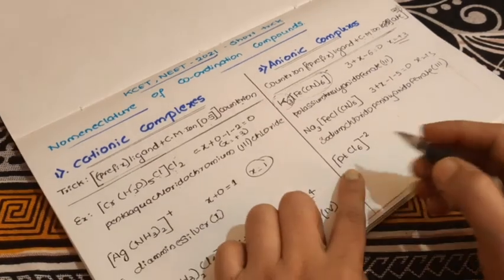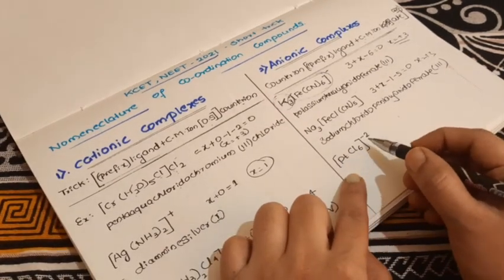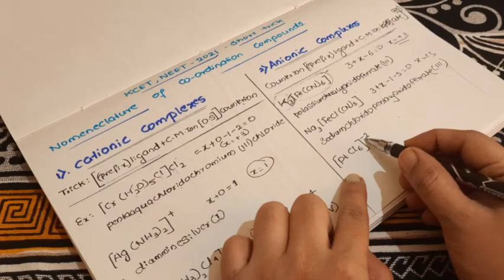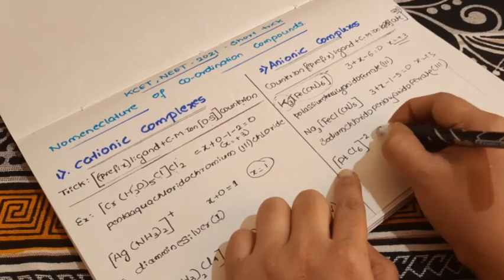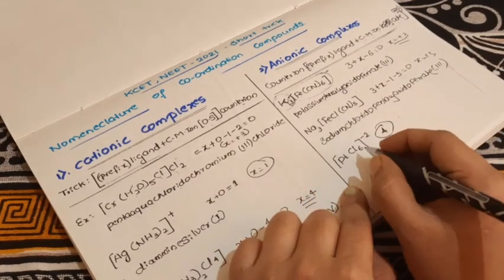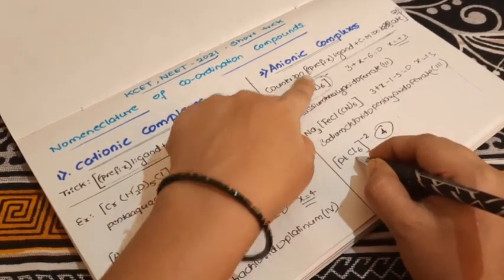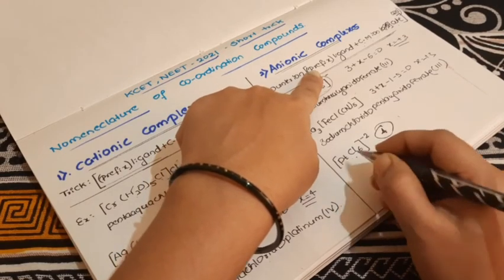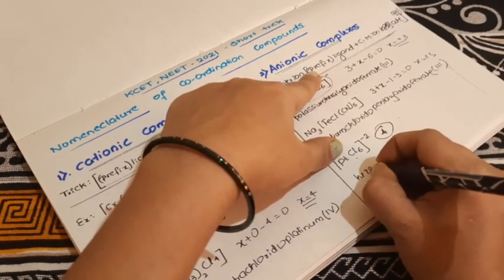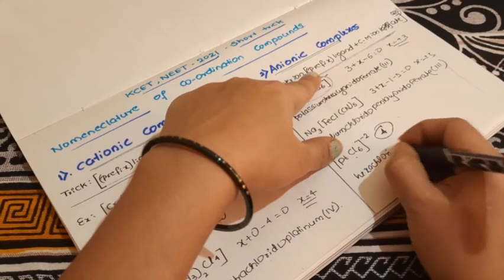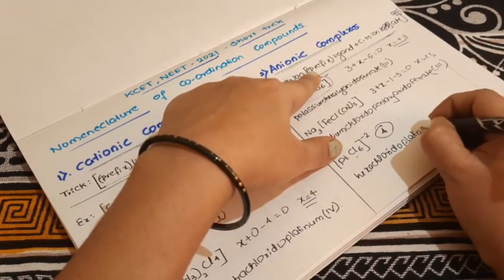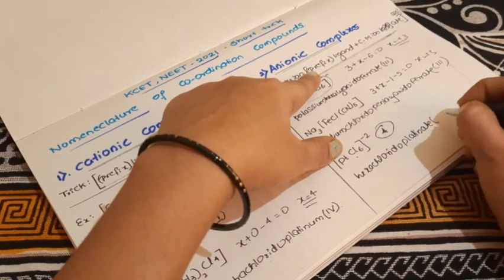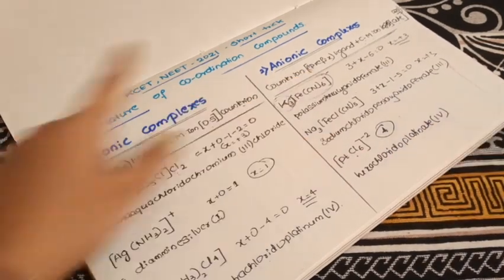Now the last one. Here we don't have a counter ion, the charge is already there. So platinum will be with oxidation state plus 4. Now I'm directly nomenclating. We don't have a counter ion, so go directly to the prefix of the ligand, hexa chlorido platinate. It should end with -ate, platinate, and its oxidation state is 4.